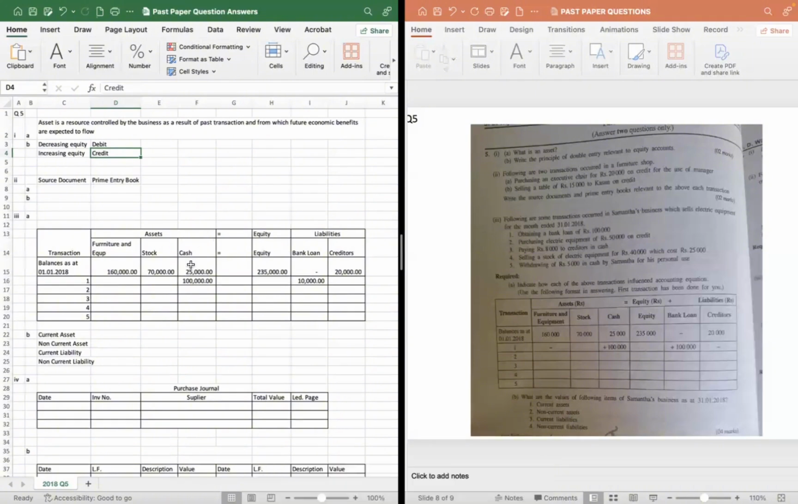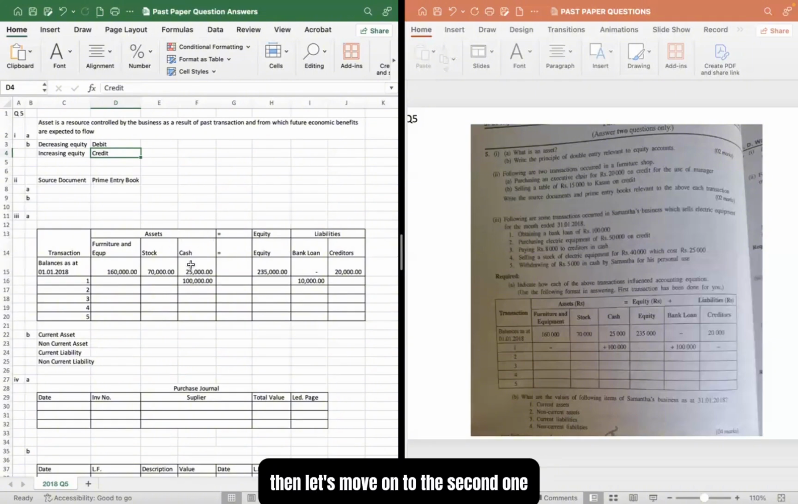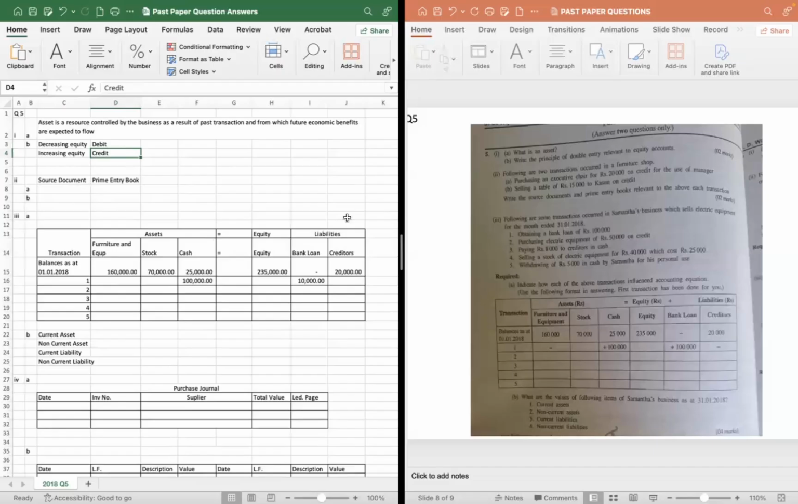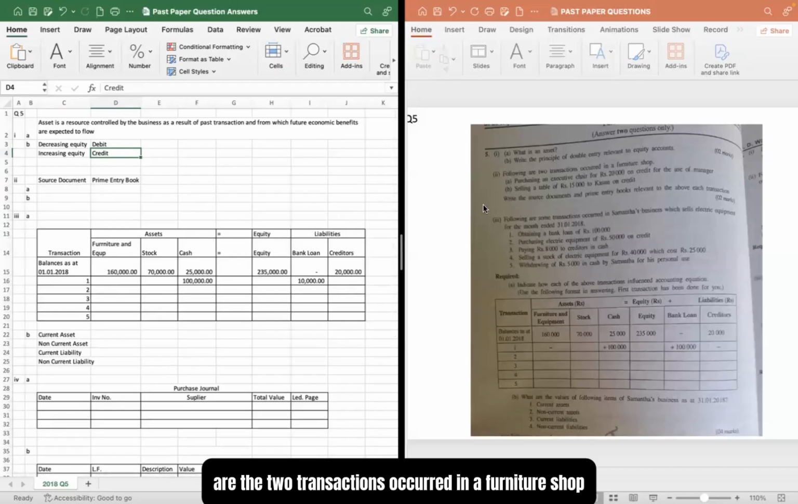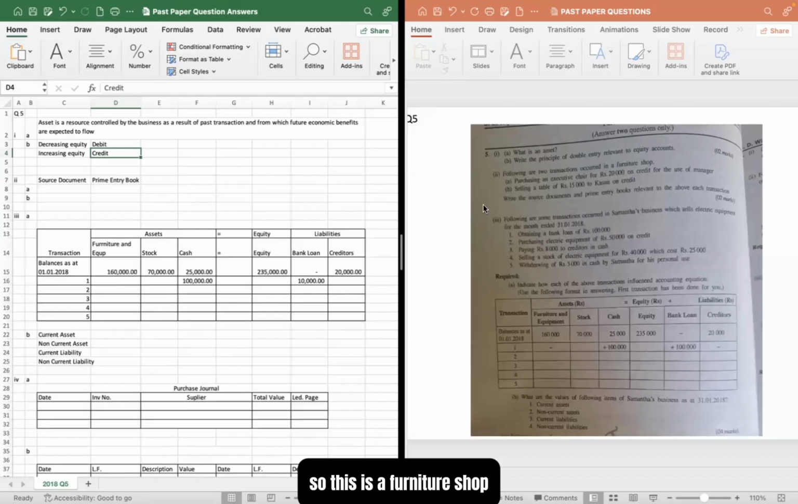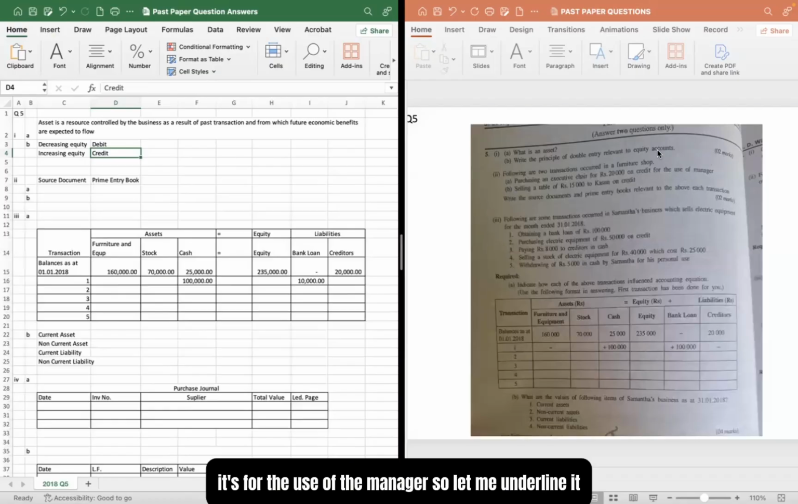Then let's move on to the second one. They're asking, the following are two transactions that occur in a furniture shop. So this is a furniture shop. Purchasing an executive chair for 20,000 for the use of the manager. The important thing here is it's for the use of the manager, so let me underline it.